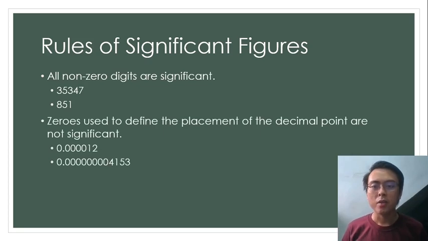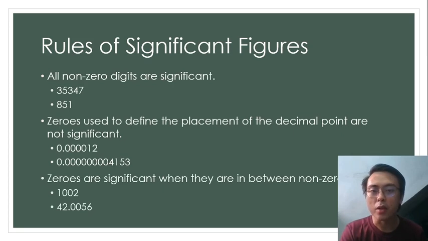Next, zeros that are used to define the placement of the decimal point are not significant, or they are not counted. For example, for the first one, 0.000012, the zeros preceding 1 and 2 are not significant. In the first example, there are only 2 significant figures. For the next example, we have 4 significant figures. The only ones that are significant are 4, 1, 5, and 3. So that's 4 significant figures.